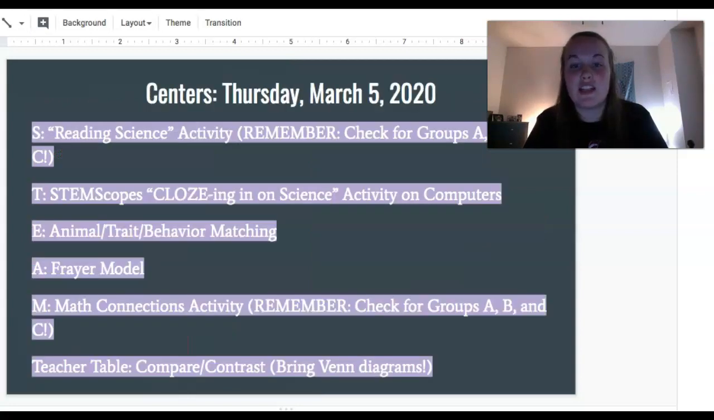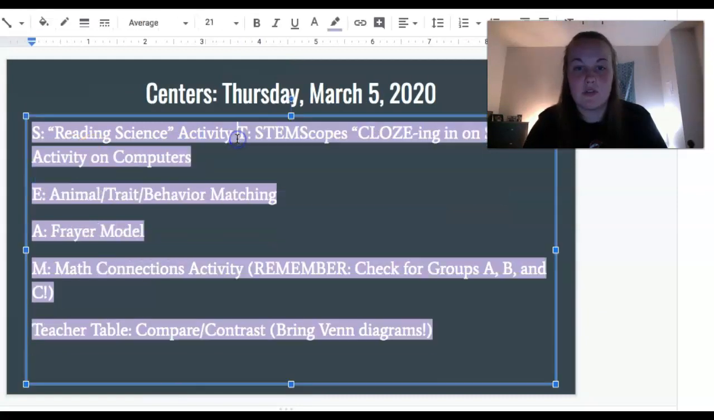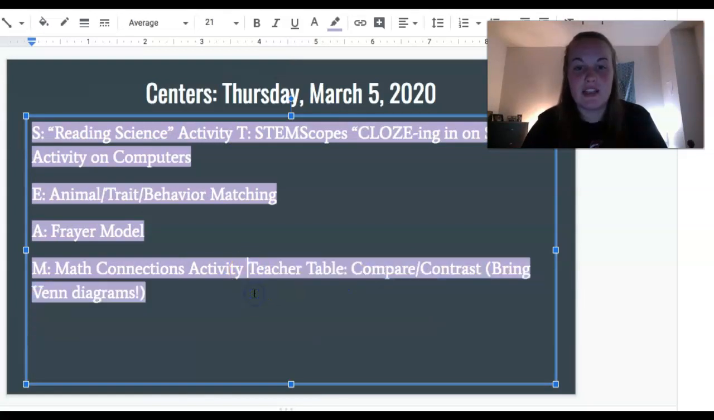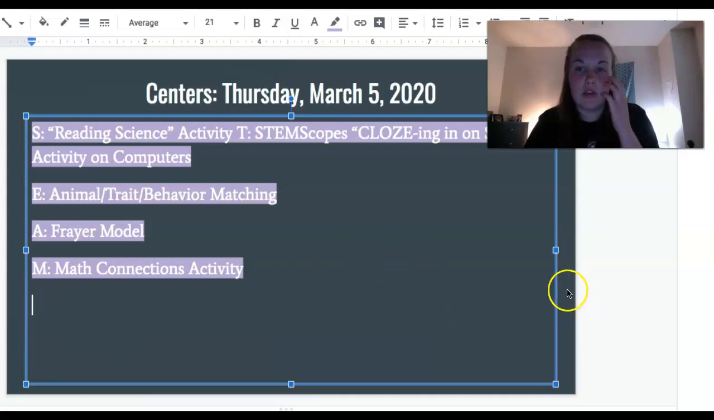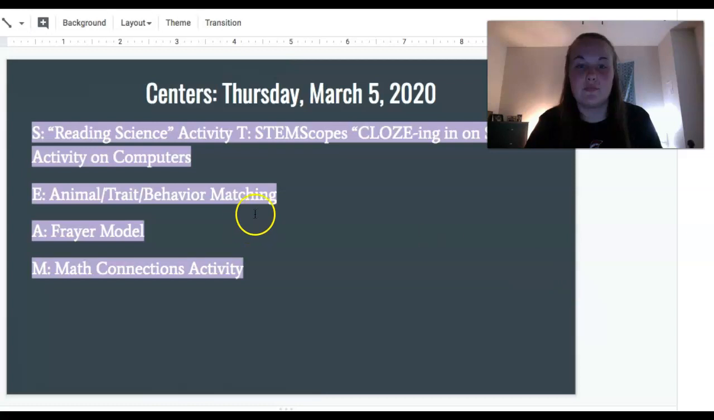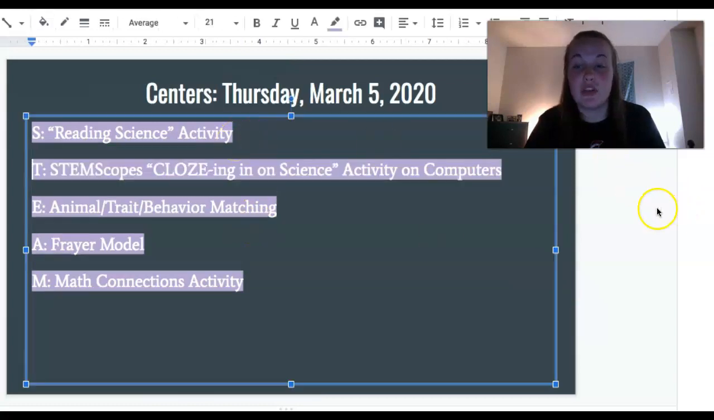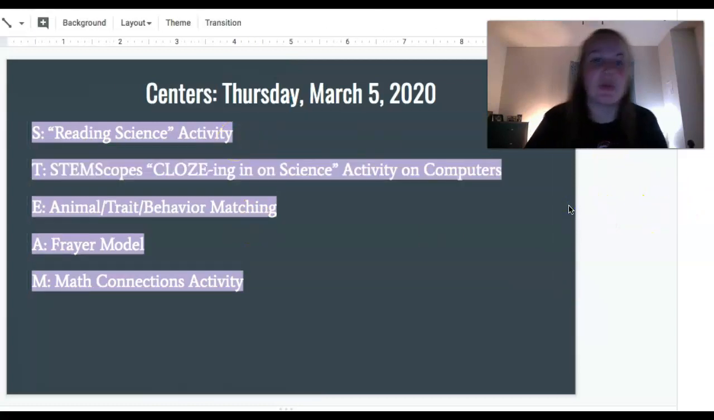Now, in your centers, for your science center, you will do your reading science activity. We've done them in the past where we have different groups, A, B, and C, but this time we're just having one group, so you don't have to worry about that. It's all on your centers assignments.